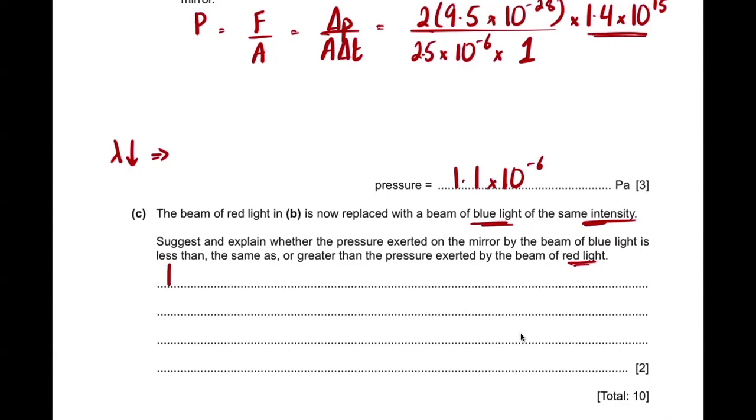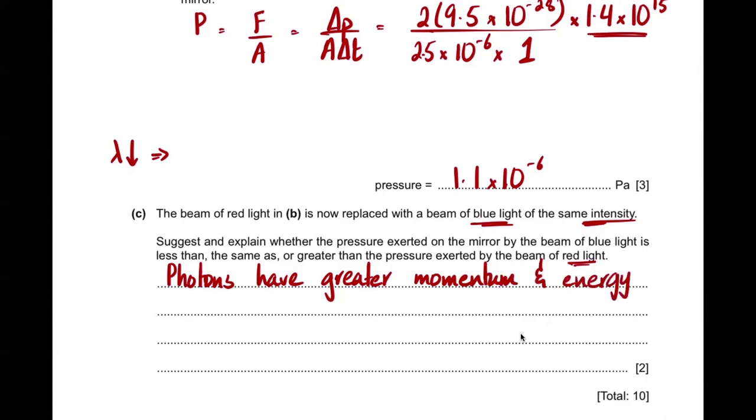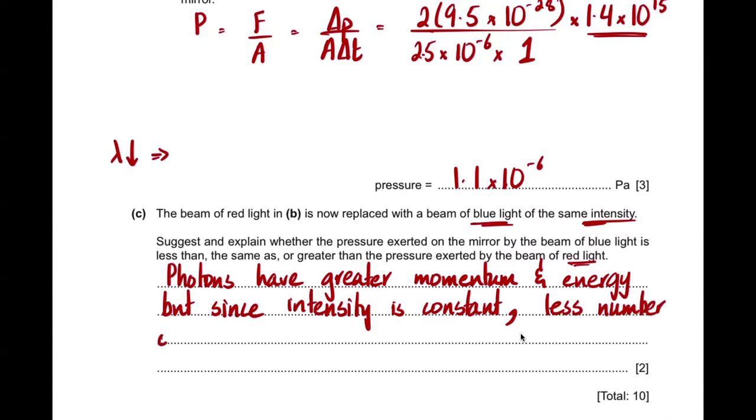So you say that the photons have greater momentum and energy, but since intensity is constant, fewer photons are incident, so pressure remains constant.